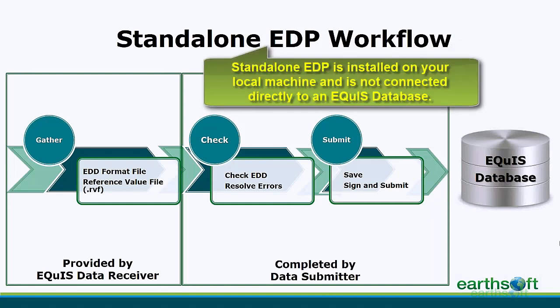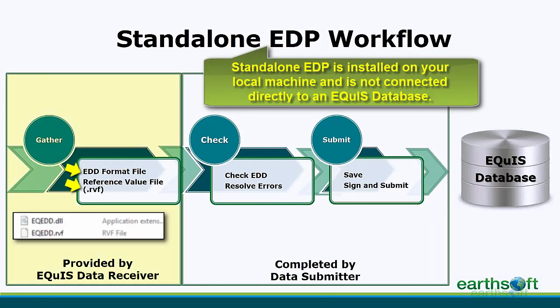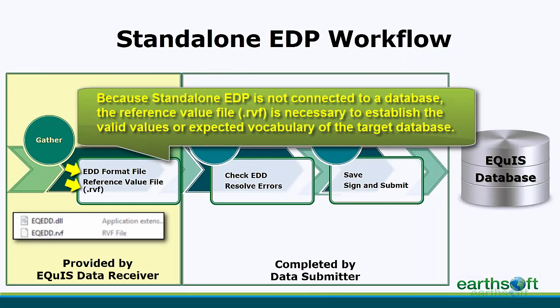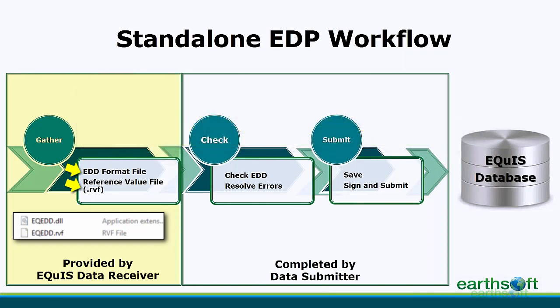So the first stage in the standalone EDP workflow is to gather your EDD format file and your reference value file, and this will be given to you by the EQuIS data receiver or your client. You'll load these two files into standalone EDP on your desktop, and then you'll load your EDD into the application itself. At that time, standalone EDP will compare your EDD back to the format file, back to the reference value file, and it will also run all of those other quality checks that we went through in slide 2.